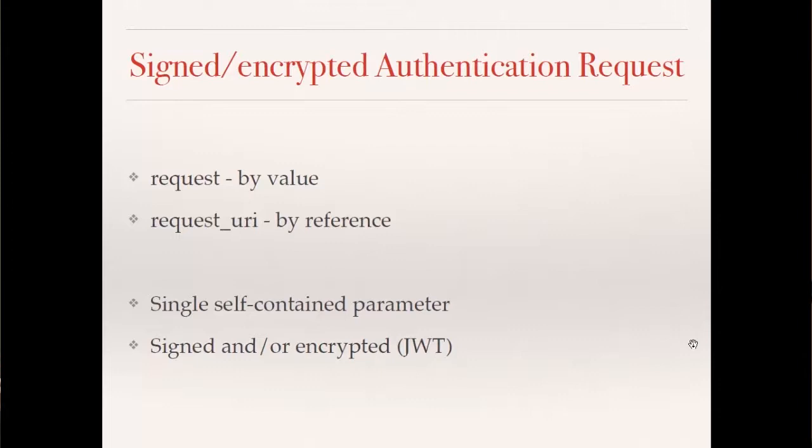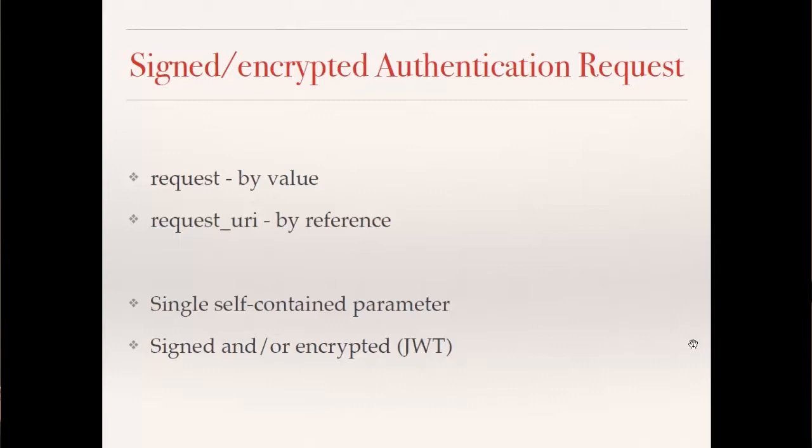But if you want to be certain that what you sent actually arrived, you may want to sign or encrypt it. The way to do that is to use the request parameter. You take the request as such, represent it as a JWT, sign it, push it into the request parameter, and then you can send it over.